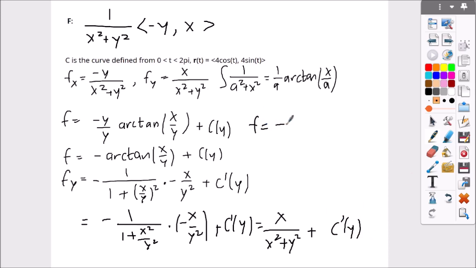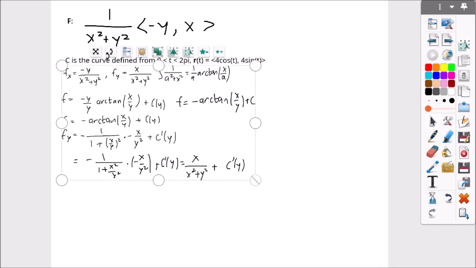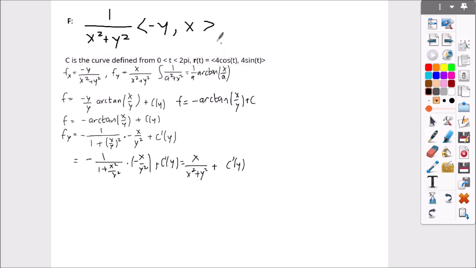So f is negative arctan of x over y plus c. That was crazy. Alright. So r is this, 4 cosine t, 4 sine t. So this is continuous. It is actually continuous this time. But we have, the c is a curve defined from 0 to 2 pi.